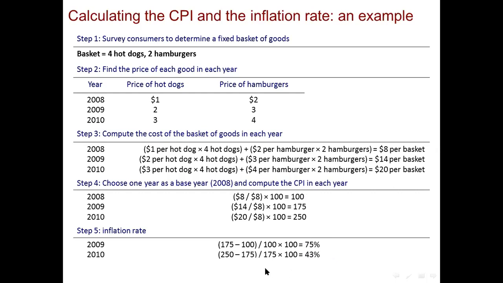Okay? The inflation rate between 2009 and 2010 is what? 250 minus 175 divided by 175 times 100, you get 43%. This 43% means what? That your prices have increased by 43%. This is your inflation rate.